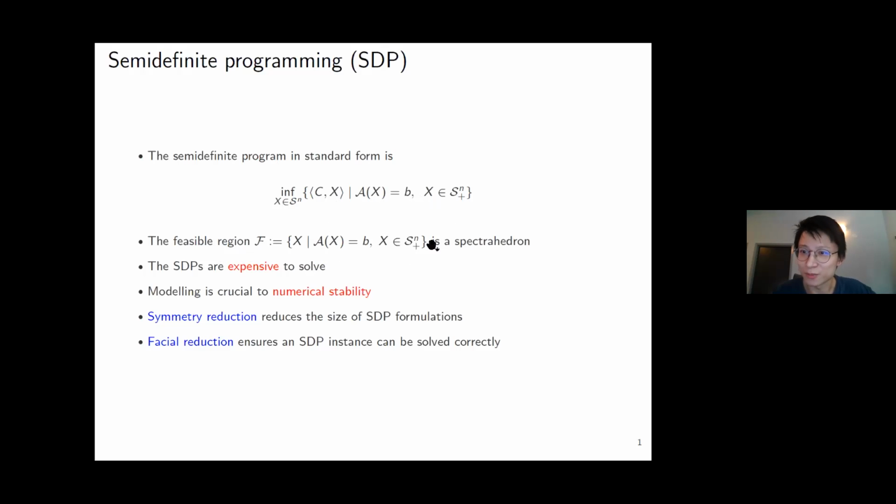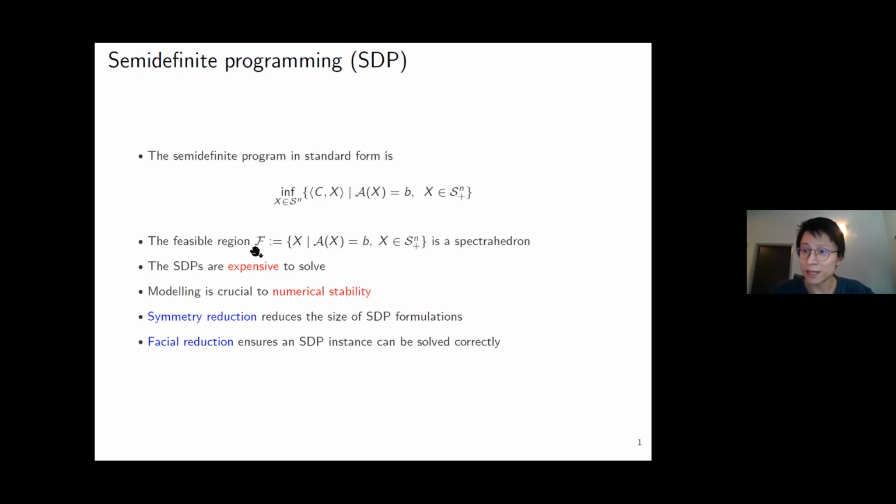The reason why it's called spectral hedron is that this matrix variable X is assumed to be positive semi-definite, meaning that the eigenvalues of X have to be non-negative, and therefore you see spectrum here. You see hedron because it's a generalization of polyhedron. So that's the reason why it's called spectrahedron.